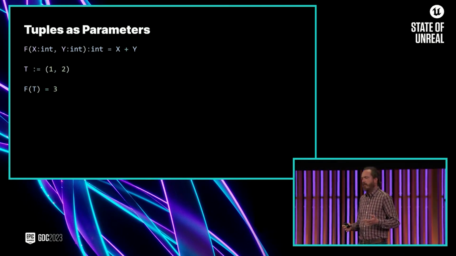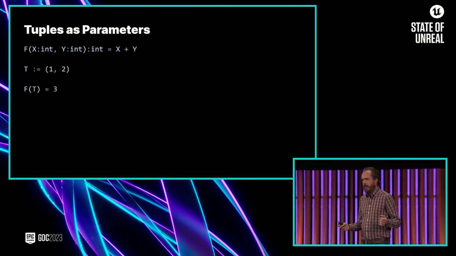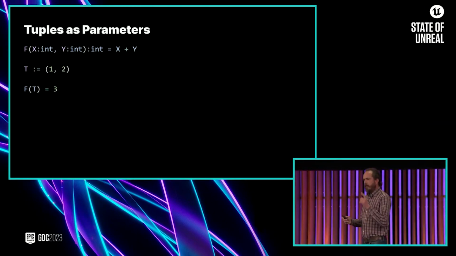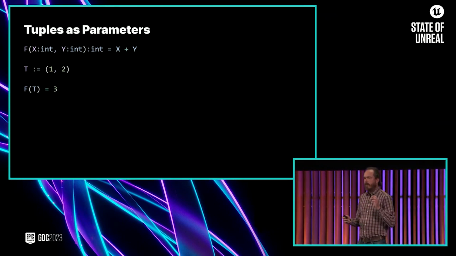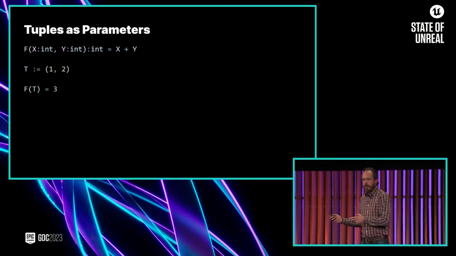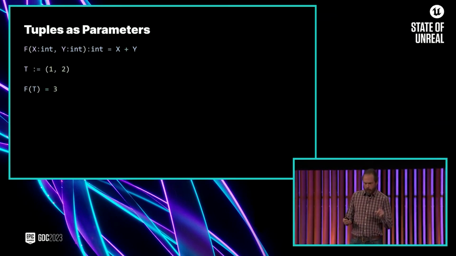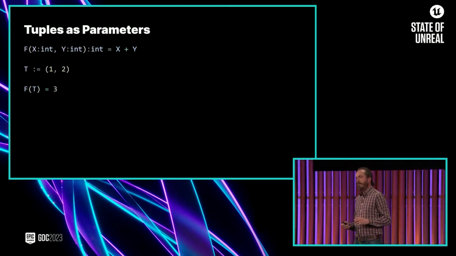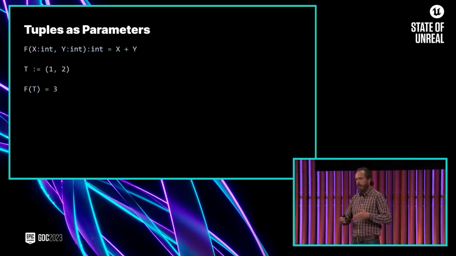So for example, if I say that there's a function f that takes two parameters x and y, what I'm really saying in Verse is that it takes one parameter, and that parameter is a tuple of type int. So if I create a tuple like 1, 2, I can use that as a parameter to this function that takes x and y, and the tuple will be flattened.